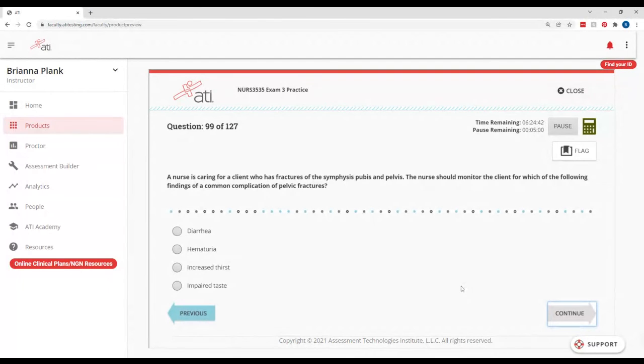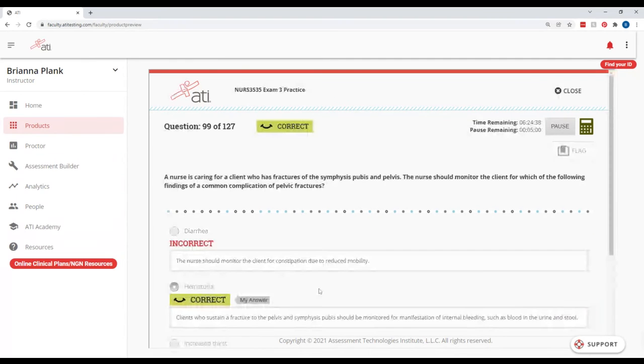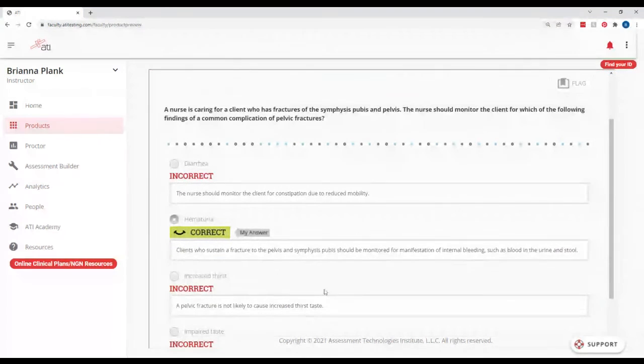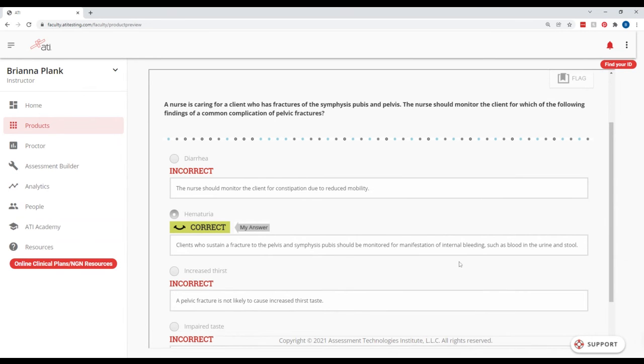Uh-oh, we have pelvic fracture. Okay, makes sense. So we have a fracture in the pelvic area. Hematuria is blood in the urine. Kind of makes sense, right? We could have internal bleeding, and we would definitely want to monitor for that. We're really, really concerned about all the abdominal organs and whether or not they're also damaged. So we want to monitor for that.